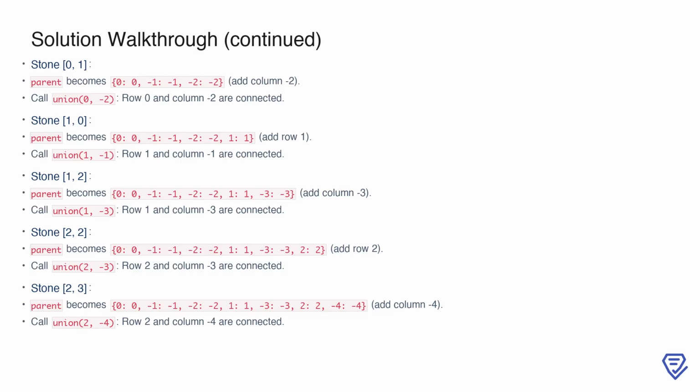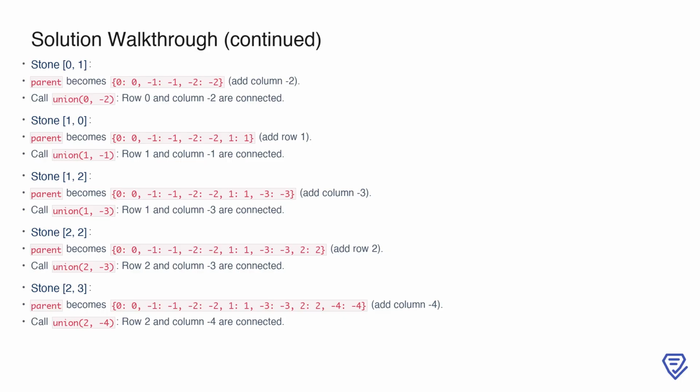For the stone at 1, 2, we add column -3 to the dictionary and connect row 1 to column -3. Similarly, for the stone at 2, 2, we add row 2 to the dictionary and connect it to column -3, ensuring that row 2 becomes part of the component containing column -3. Finally, for the stone at 2, 3, column -4 is added, and row 2 is connected to it.